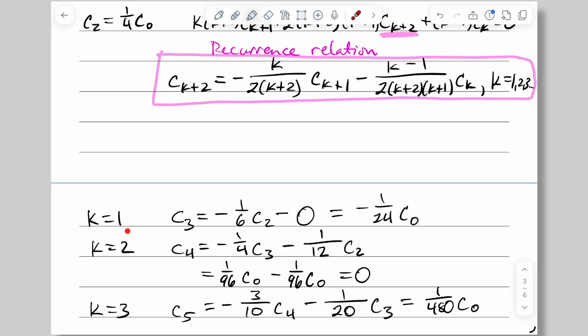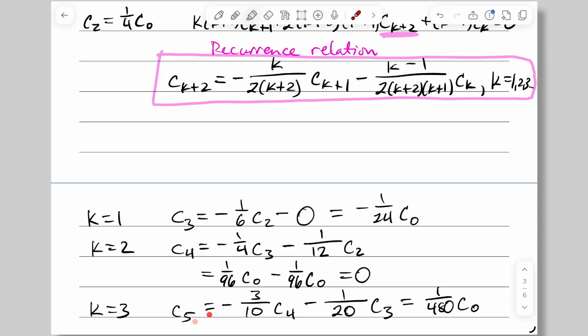When k equals 1, I get C sub 3 is equal to 1/6 C2 minus 0, and since C2 is 1/4 C naught, C3 is negative 1/24 C naught. For k equals 2, we have C4 is 1/4 C3 minus 1/12 C2, but C3 is in terms of C0, C2 is in terms of C0, and as it turns out, we get 1/96 C sub 0 minus 1/96 C sub 0 equals 0.